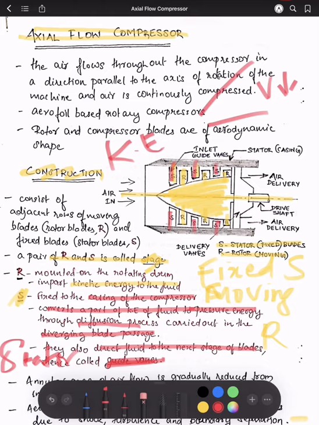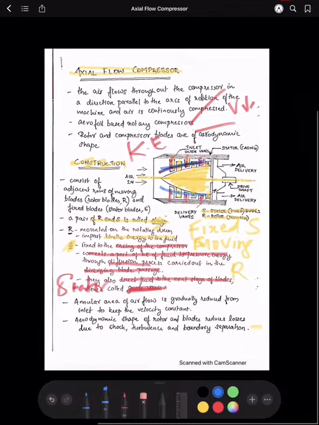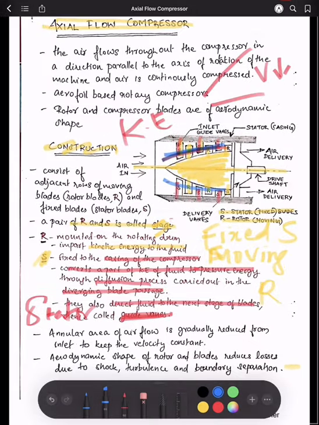Now as you can see, the annular space. This is the annular space. I'll mark it with blue. This is the annular space, right? As you can see, the annular space goes on decreasing. And because of this, the velocity remains constant. And just look into the last line, the aerodynamic shape of the rotor and stator blades will help in reducing the shock, turbulence and boundary separation, thereby reducing the losses.